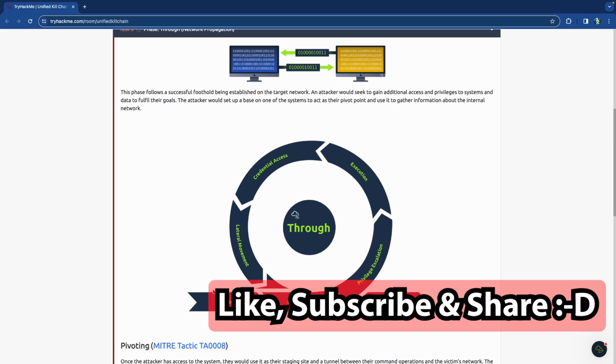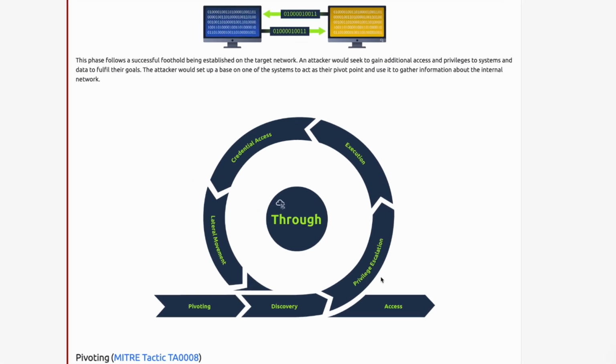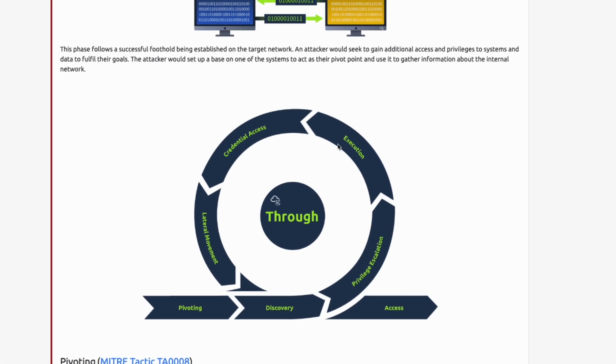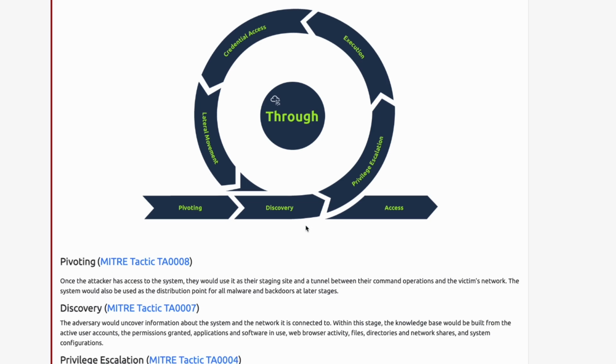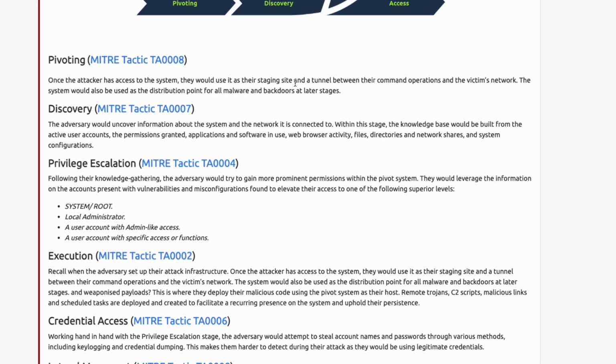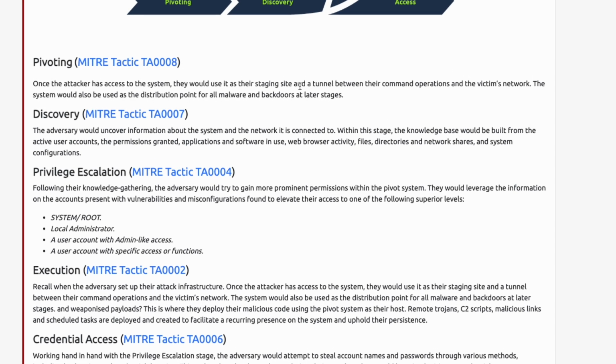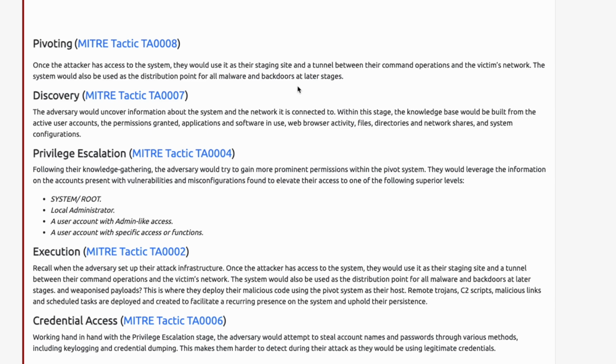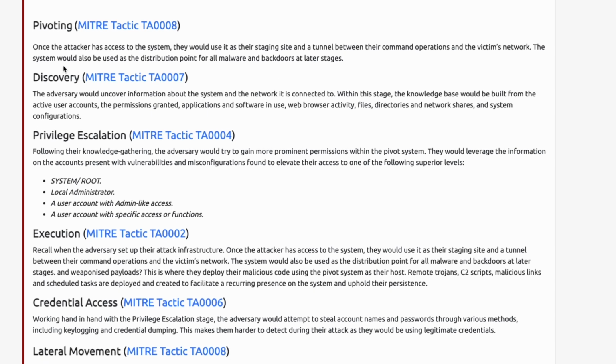So you go from pivoting, that's where we pick up. You do more discovery while you're inside the system, privilege escalation, execution, credential access, lateral movement, and you get access to what you finally wanted. So this is the through phase. Pivoting is once the attacker accesses the system, they would use it as their staging site and a tunnel between their C2 operations and the victim's network. The system would also be used as a distribution point for all malware and backdoors at later stages.